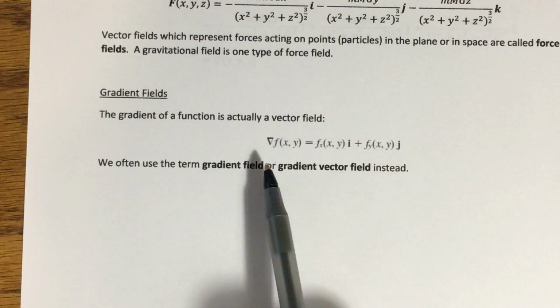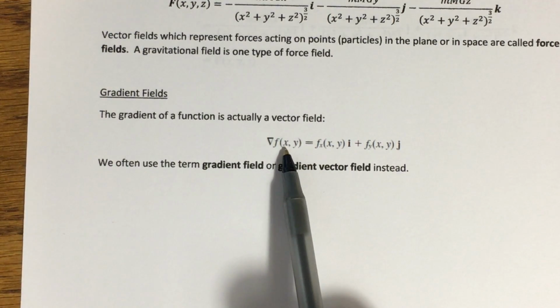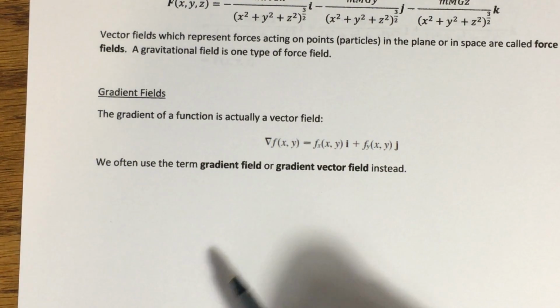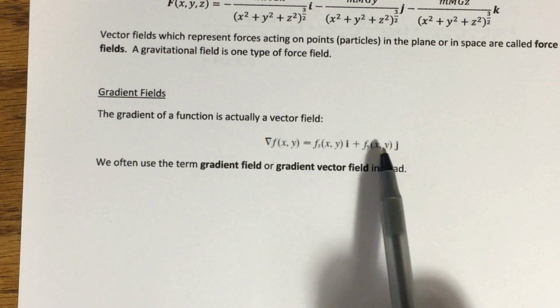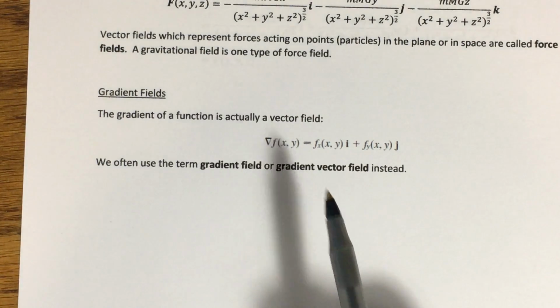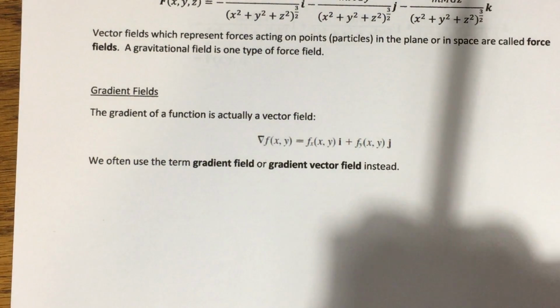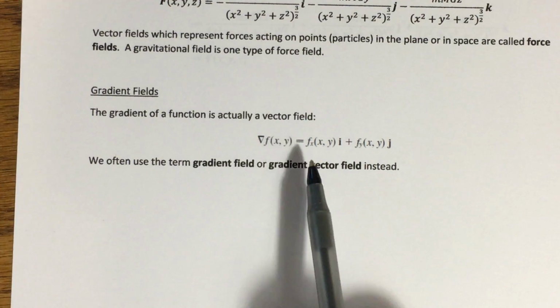But either way you look at it, the gradient is actually a vector field, because if you notice, the input is a vector, 2 components in this case, or 3 components if we're talking about f of x, y, z. And the output is also a vector. I have an I component and a j component in this case. So we haven't been using that terminology up until this point, but now we can start calling it what it is, which is a vector field.